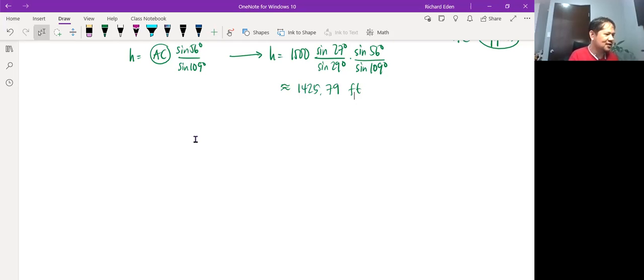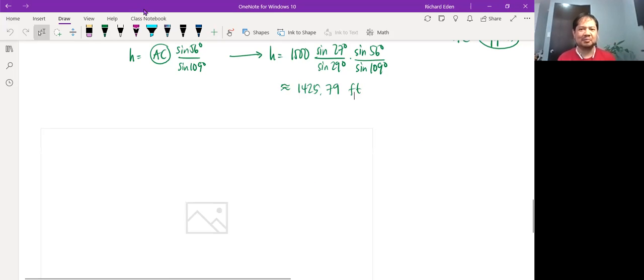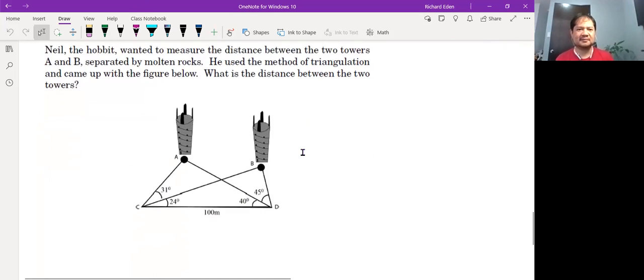Okay, I'm pasting it. Alright, pasted. Let's wait for it to appear. Wait, I just realized all this time, it's all copy paste. Surprise! Alright, the Hobbit wanted to measure. Anyway, there you see it.